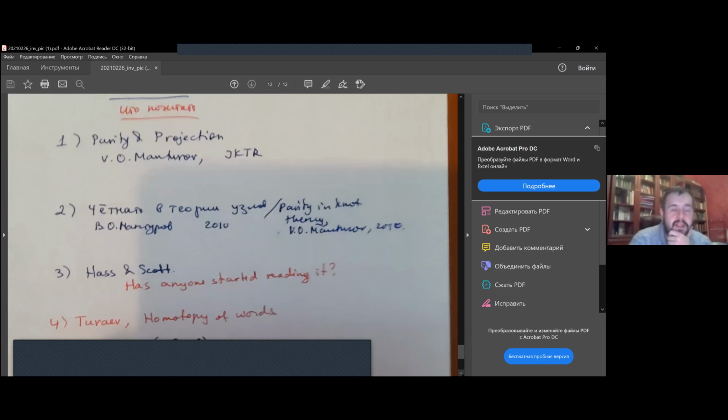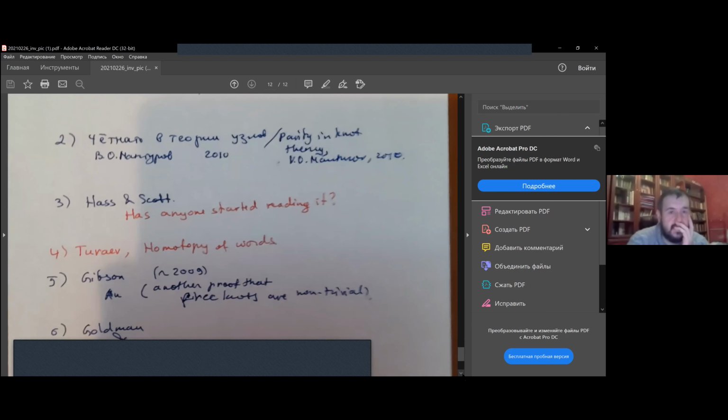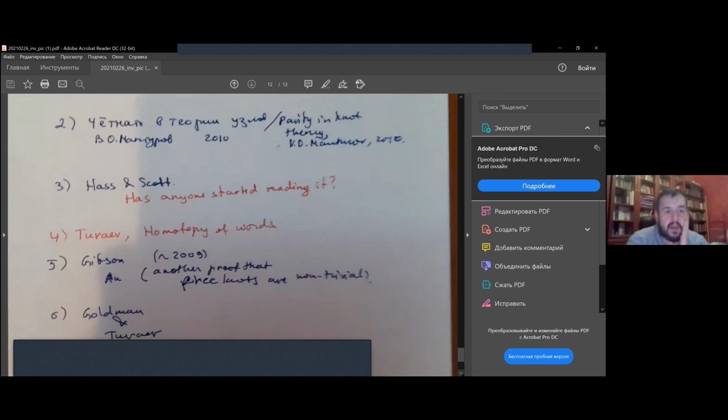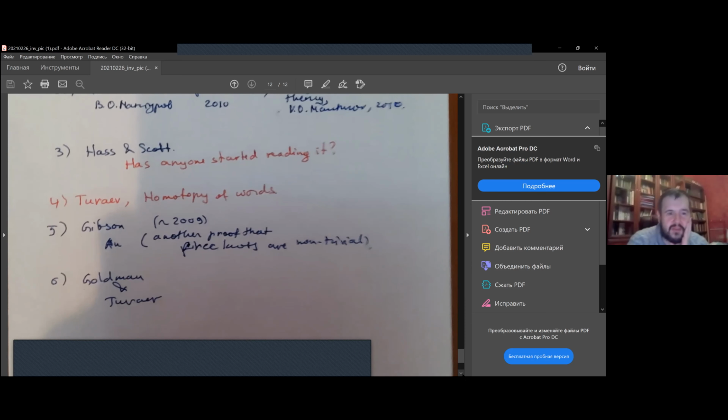Well, number one is Parity and Projection, my paper in the JKTR that I showed just now. Четность и проекция. Вторая работа – это моя статья в Матсборнике. The second is Matsbornik, 2010. Number three: has anyone started reading the paper by Hassan Scott? St. John will give the exact reference.